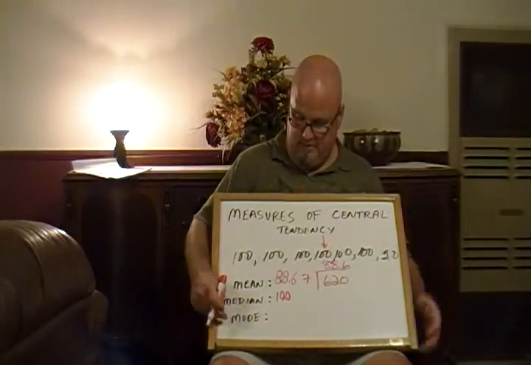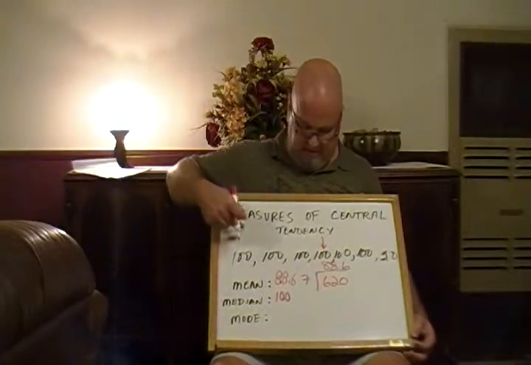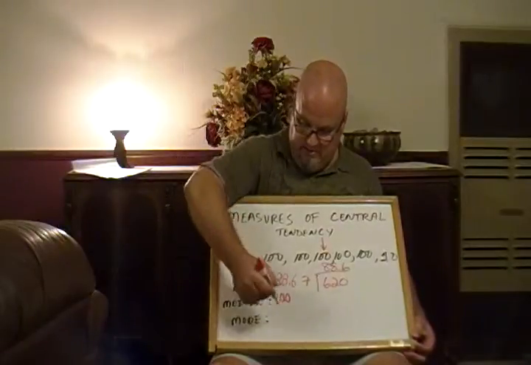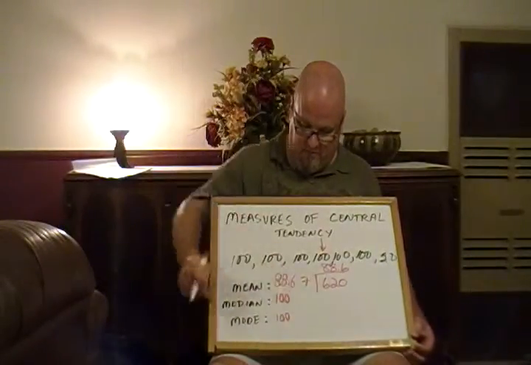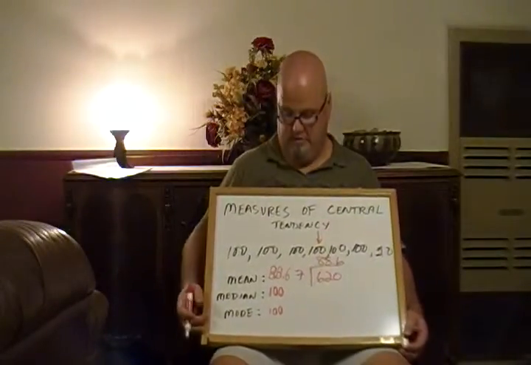The mode is the grade that appears most often. In this case, we have 6 100s and only that one 20. So the one that appears most often is the 100. So by the mode, using that measure, you're also an A student.